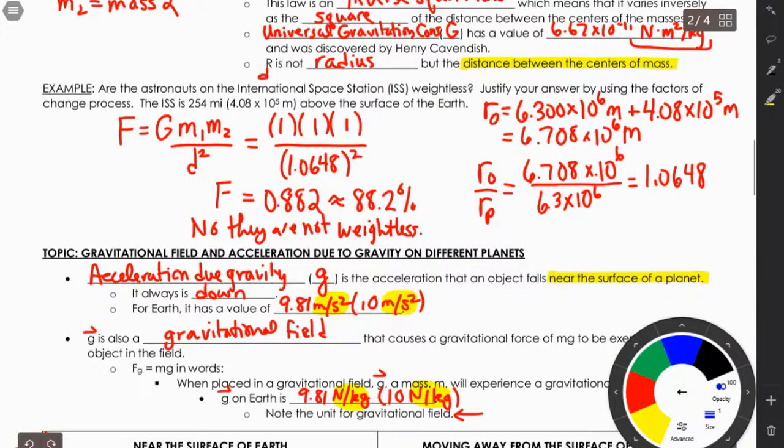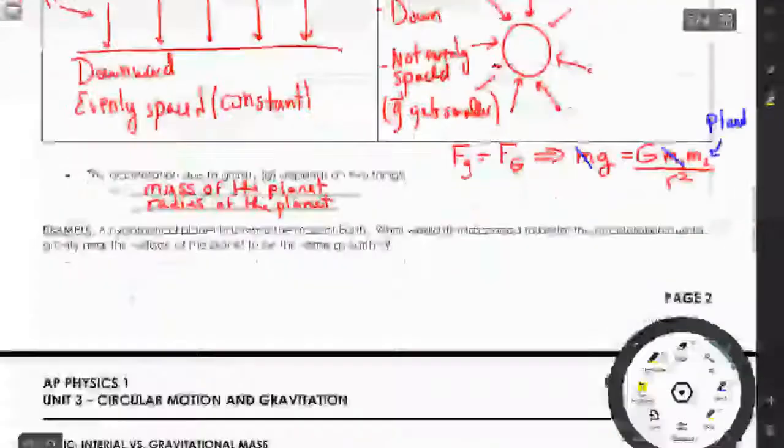Oh, sorry, I got a little too close to the scroll bar.